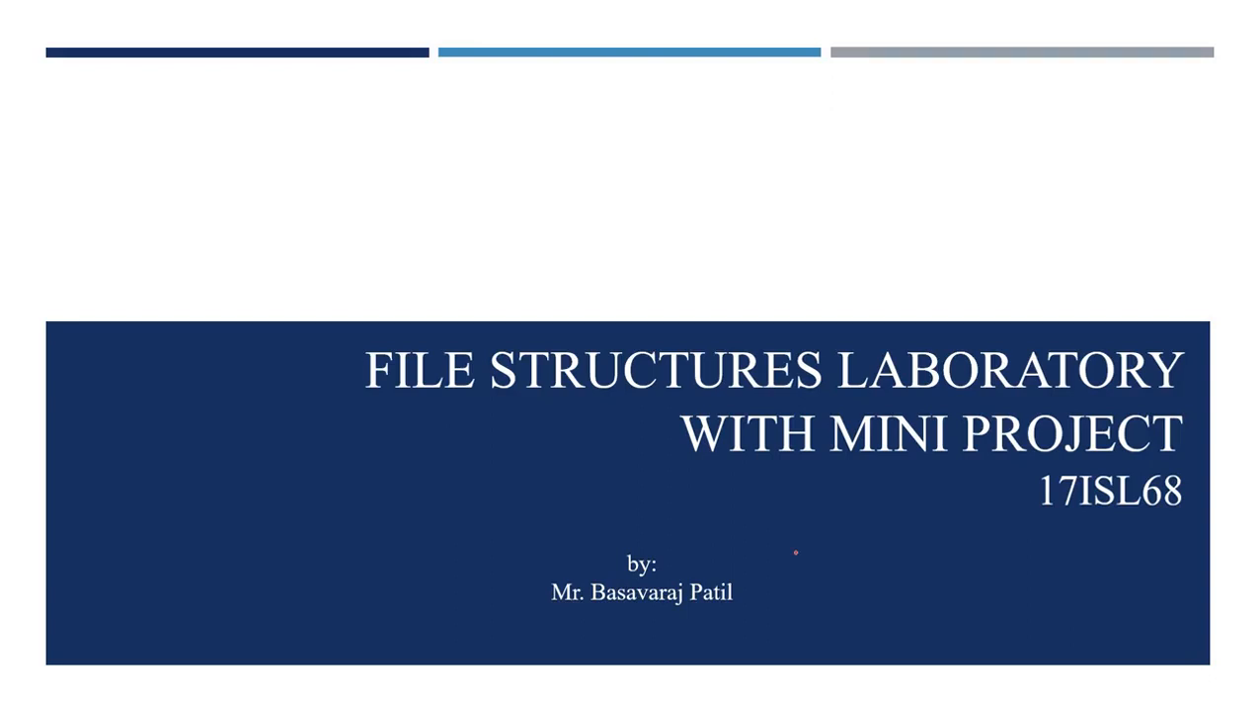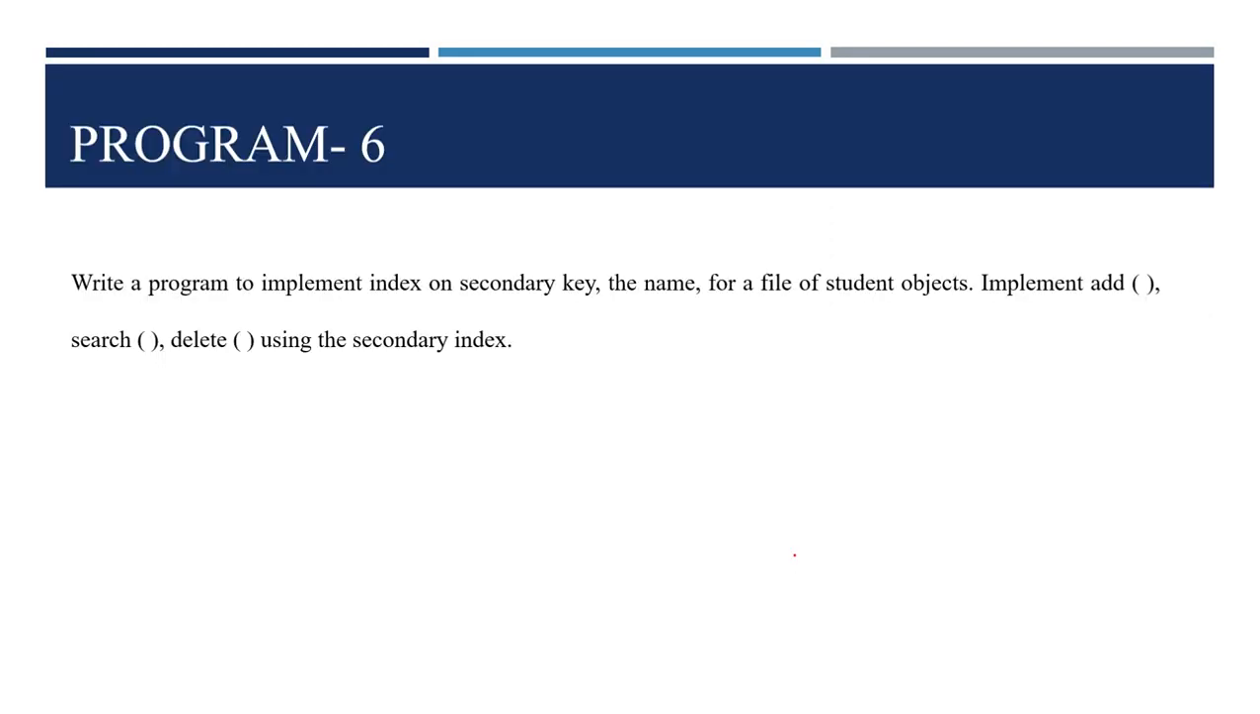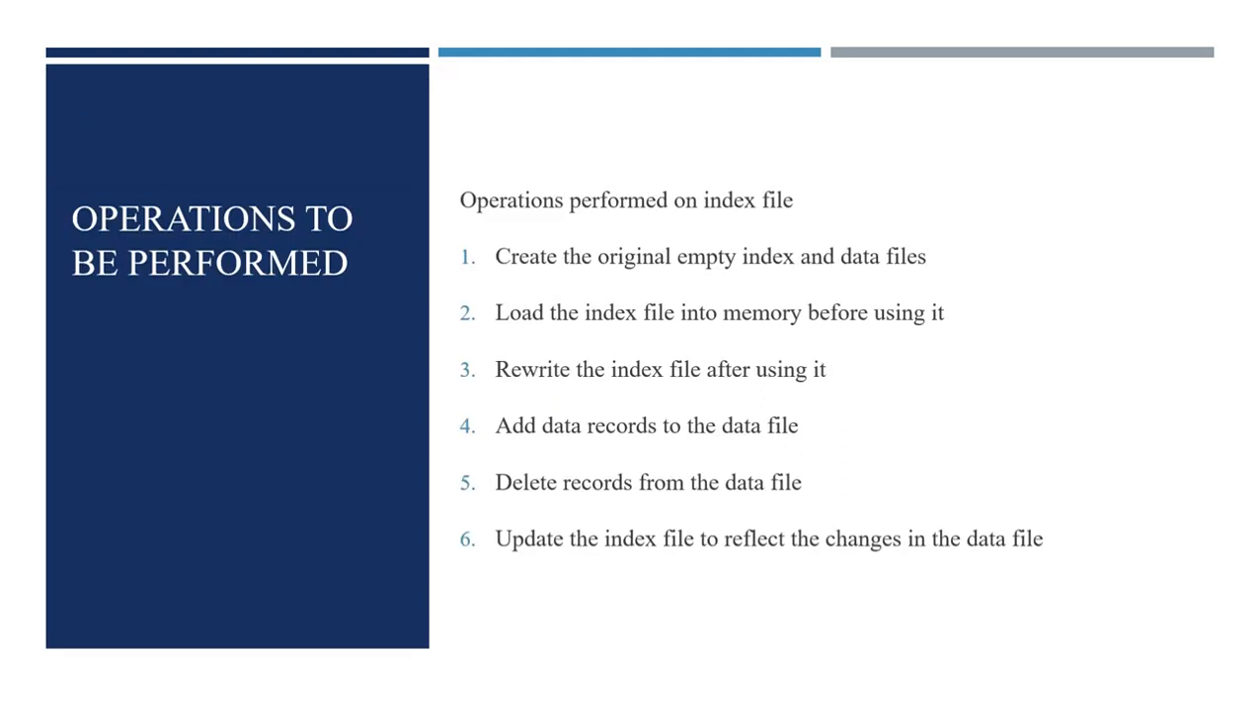Hello. In today's session, we are going to discuss a laboratory experiment, file structures, program number 6. The program is to implement an index on a secondary key, the name, for a file of student objects, and to implement add, search, and delete functions with a secondary index. In this program, the following operations are to be performed on an index file.